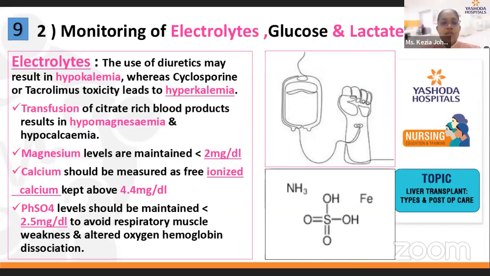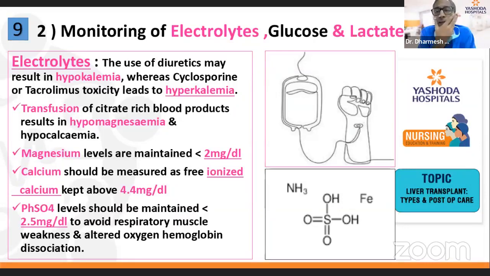Yes. And also monitoring of electrolytes, glucose and lactate is very much important, as sir said earlier. Electrolyte disturbances may occur because of the administration of diuretics or immunosuppressant medications and transfusion of citrate-rich blood products. It should be monitored, and if it is reduced, we should maintain it at normal levels to prevent respiratory muscle weakness as well as alteration of oxygen hemoglobin dissociation.